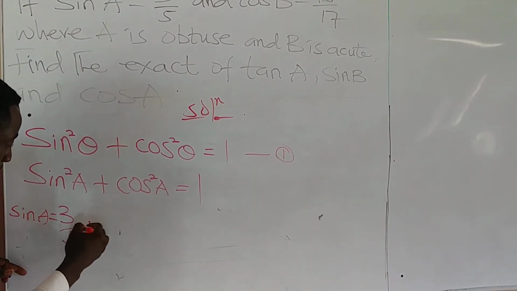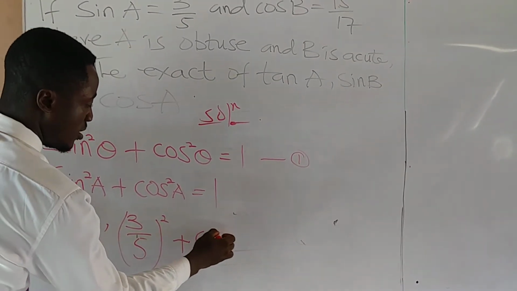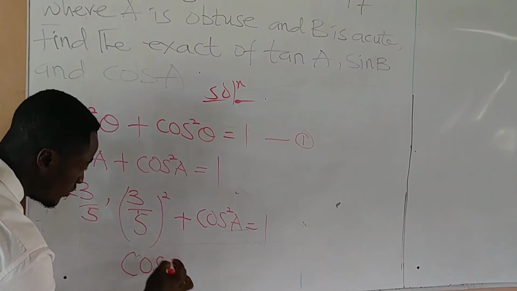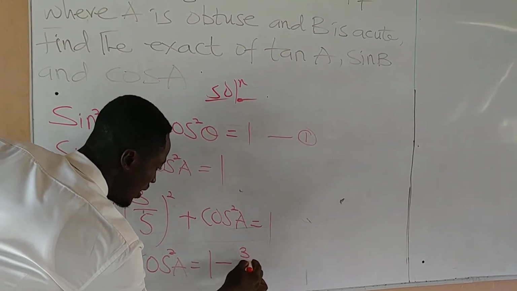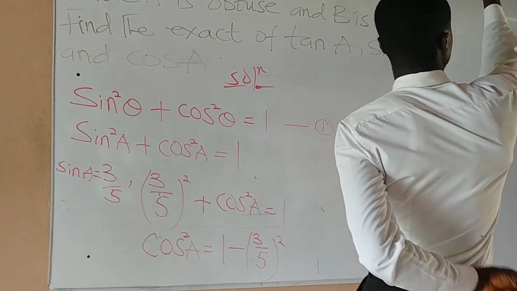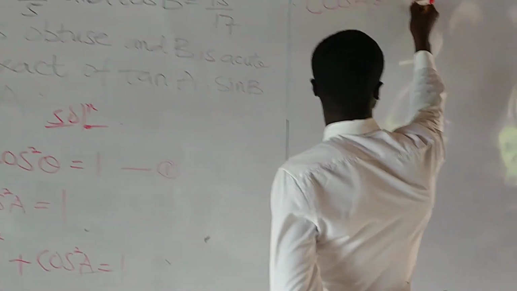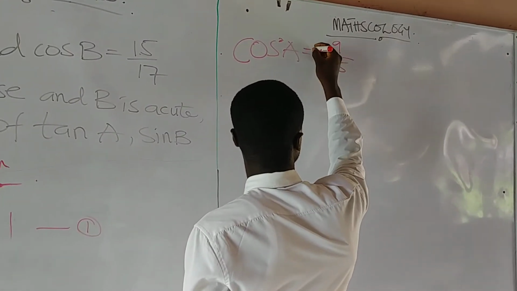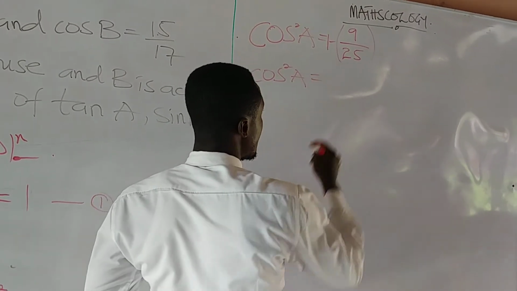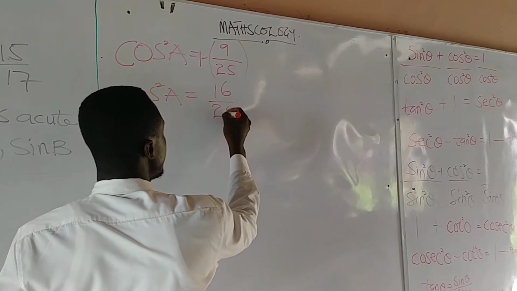So you write 3 out of 5 squared plus cos A squared is equal to 1. So cos A squared will be equal to 1 minus 3 out of 5 all squared. You send this one to the right side. So you have cos A squared will be equal to 1 minus 9 on 25. Take the numerator from the denominator, so you get 16 on 25.